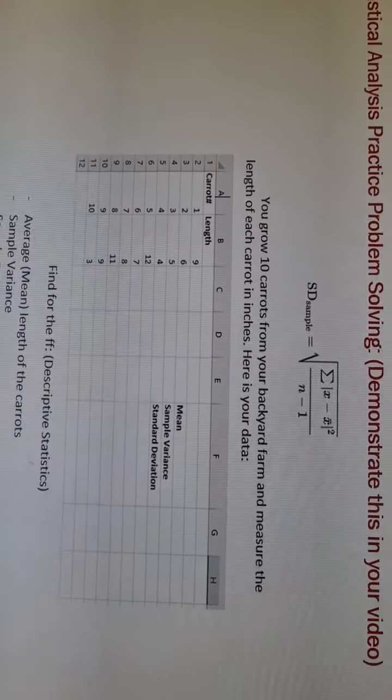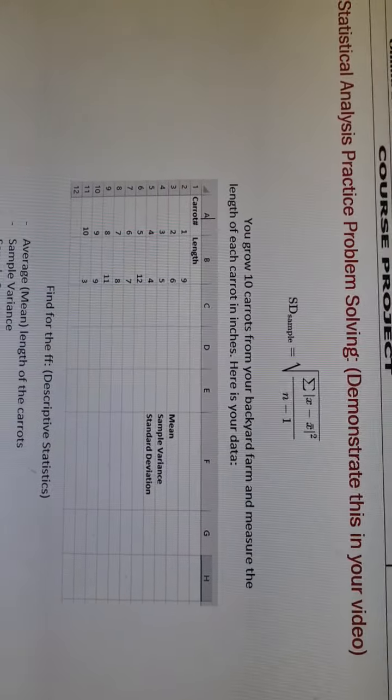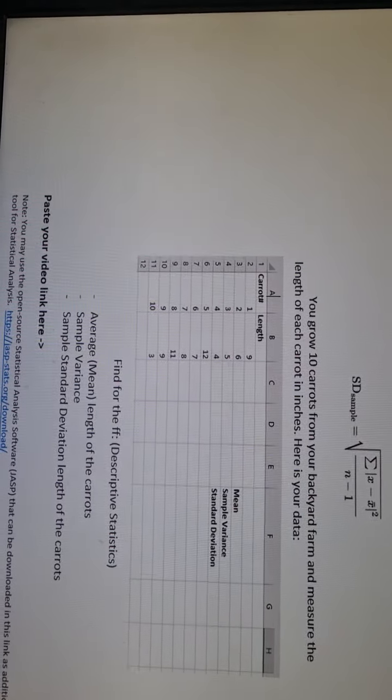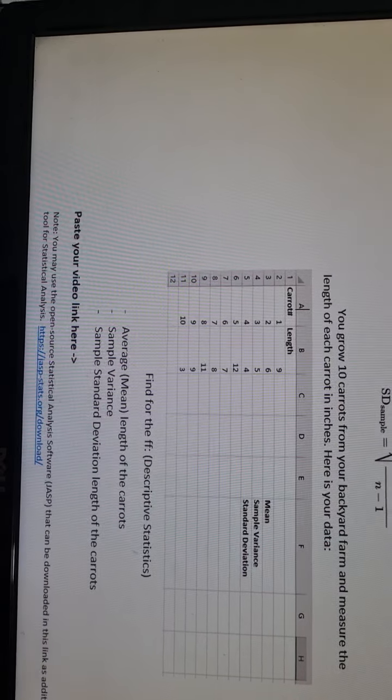So it's given here carrots 1 to 10, and the corresponding lengths are 9 for carrot 1, 6, 5, 4, 12, 7, 8, 11, 9, and 3 respectively.